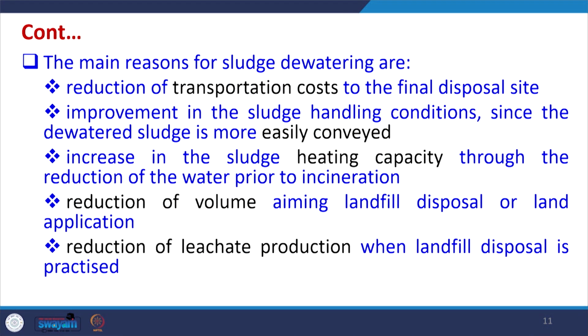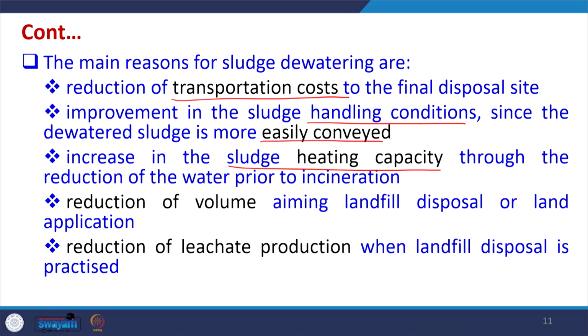Now, the main reasons for sludge dewatering are, first, reduction of transportation cost to the final disposal site. Then, improvement in sludge handling conditions, since dewatered sludge is more easily conveyed, so we can handle that sludge very well. Then, increase in the sludge heating capacity through the reduction of water prior to incineration. So, if we are taking the sludge for incineration, the heating capacity is increased, and we can use the sludge for incineration.